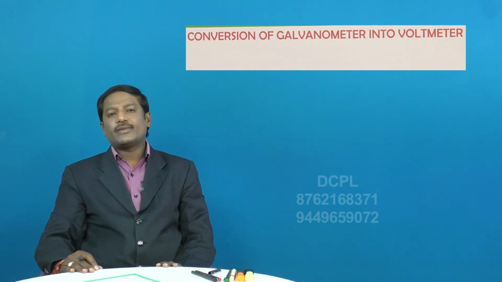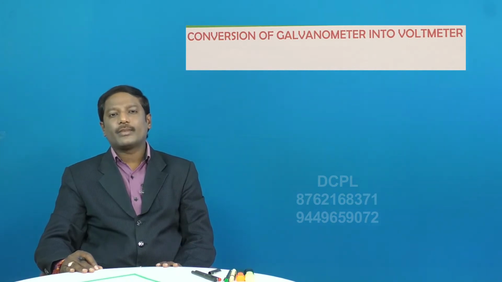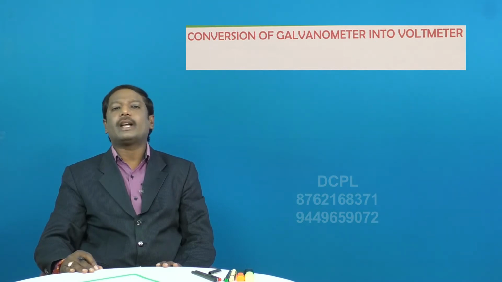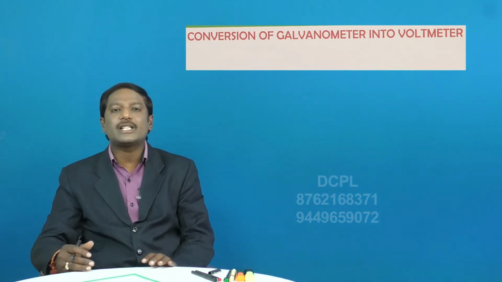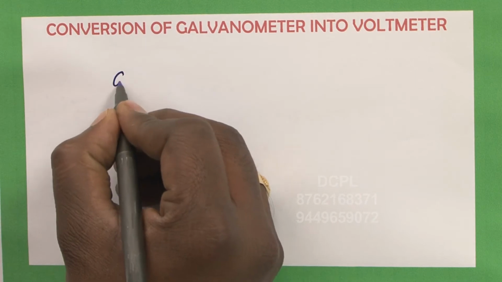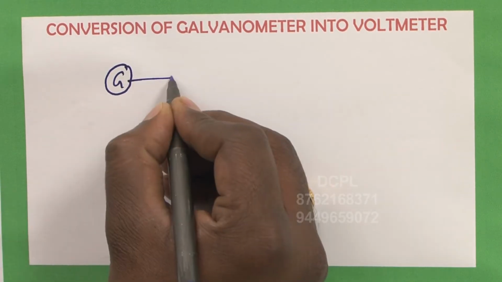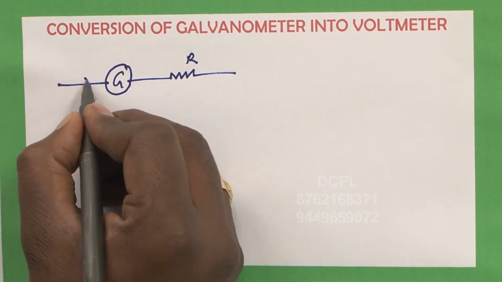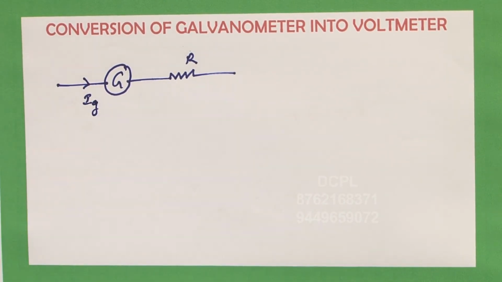Let us take up the next one, that is the next conversion of galvanometer into voltmeter. In order to convert the galvanometer into a voltmeter, you have to connect a very high resistance in series with a galvanometer. Suppose if you are connecting a very high resistance of R in series with a galvanometer, no doubt there will be a flow of current, that is Ig.